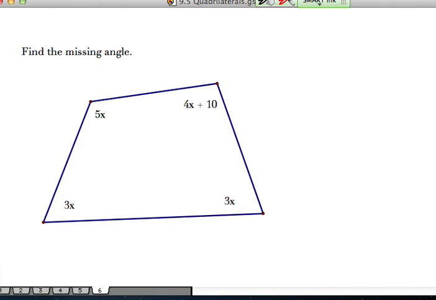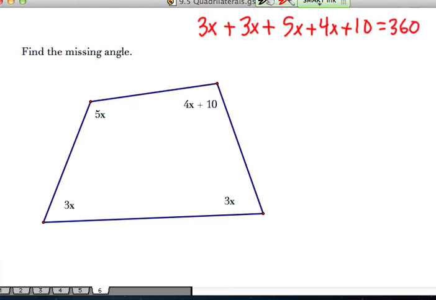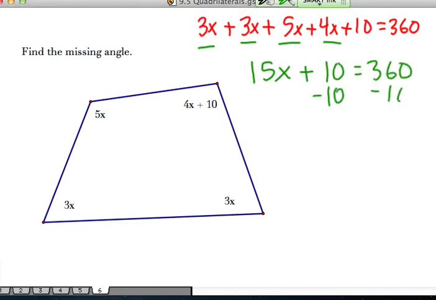Our last example, this is very similar to what we did last time with the triangles, only we're doing it with a quadrilateral. If you think you have an idea what to do, go ahead and pause and try it on your own. So we got all four angles. I'm adding them up. They have to equal 360. Don't forget the 360, because obviously if you mess that up, you're going to mess up the whole thing. So add up all my x's. So that's 4x, 6x, 11x, 15x, plus 10 equals 360. Take away the 10, I get 350.